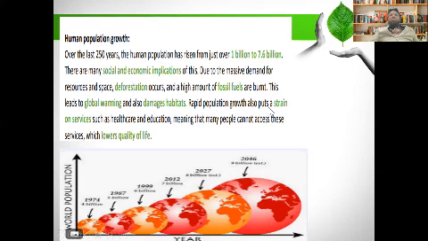Rapid population growth also puts a strain on services such as healthcare and education, meaning that many people cannot access these services, which lowers quality of life. So as the population increases, of course the resources are also required. So we have to find some ways by which the resources can be increased. The result is that the temperature is increasing day by day because of the deforestation and because of the damage of the habitat.